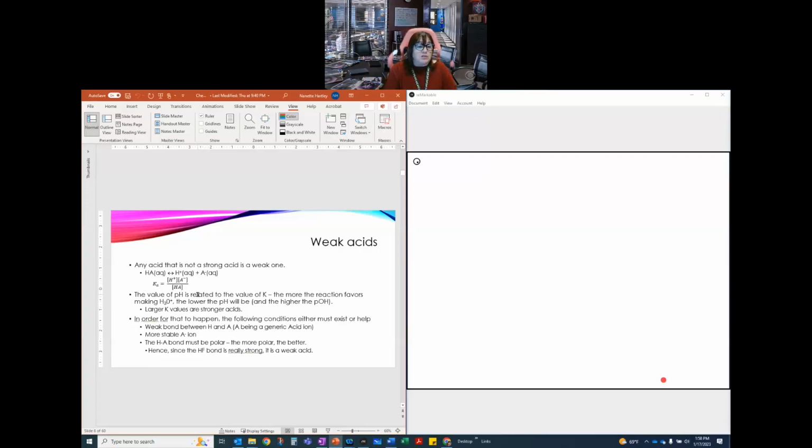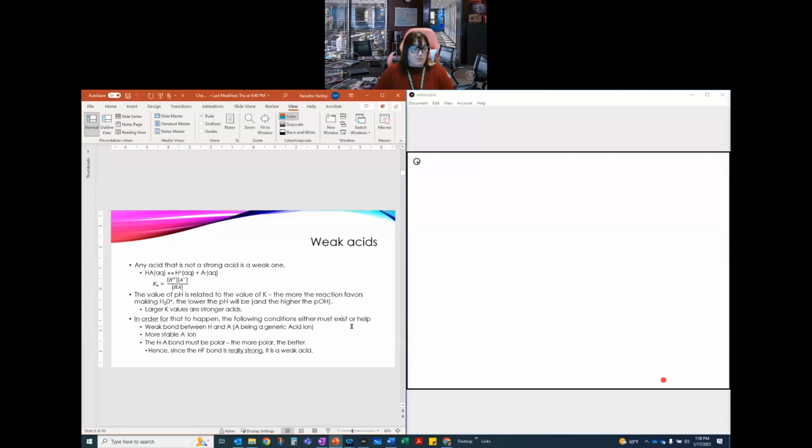The value of pH is related to the value of K. The more the reaction favors making H3O plus, the lower the pH will be, and the higher the pOH. So larger K values are stronger acids. If that numerical value is larger, that's a stronger acid.